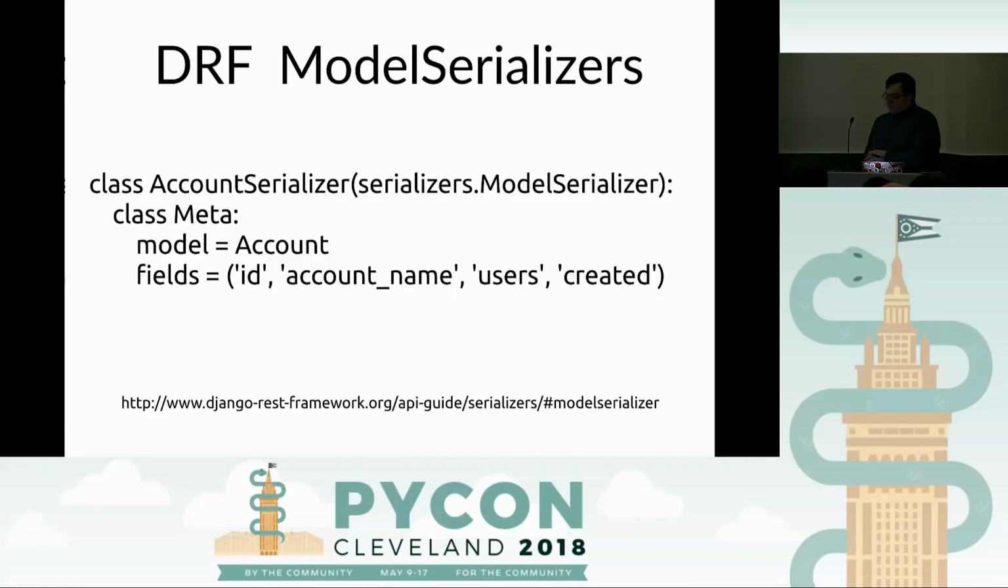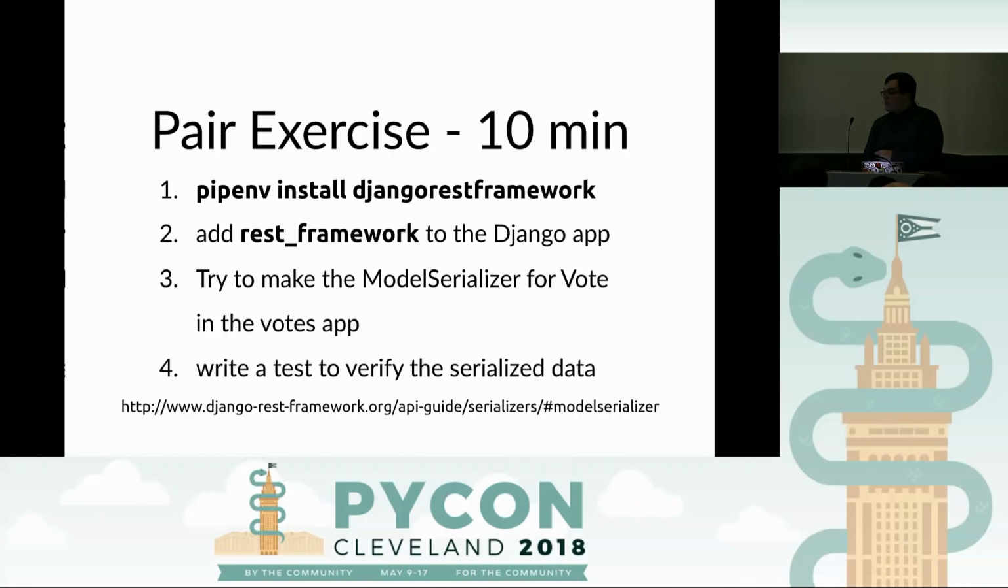So with that, I'm going to rework this slide, but this is what we're going to be trying to do between now and the break. We're going to make sure that Django REST-framework is installed. We're going to be adding REST-framework to the Django app in the settings.py like we did previously. We're going to try to make a model serializer for vote in the Votes app. And if we have time, feel free to take the last one as optional: we're going to try to write a test to verify the serialized data. And again, I'll be showing code for all of this after the break.